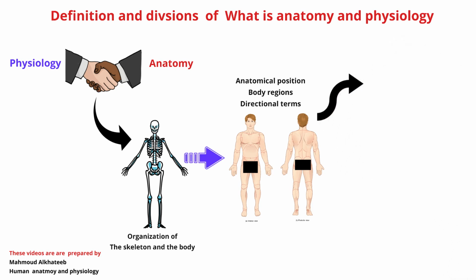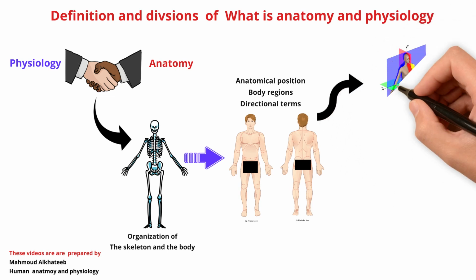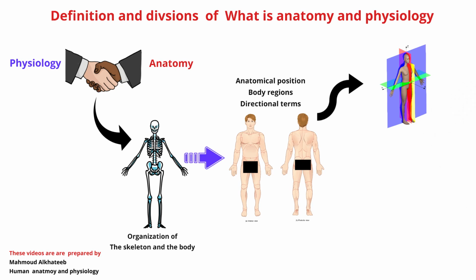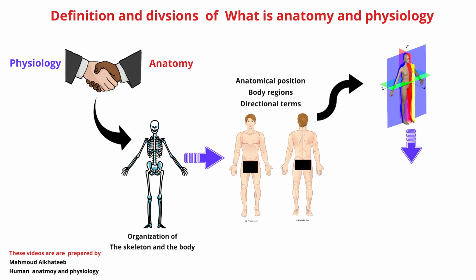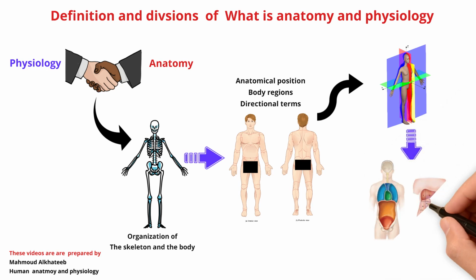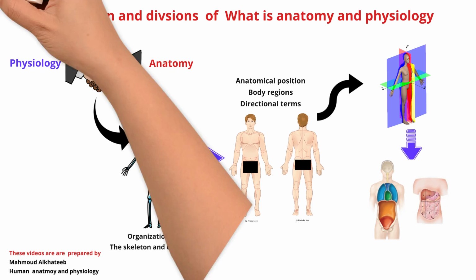As we move forward, we'll explore the three major body planes: the sagittal, coronal, and transverse planes, and why these are important for understanding body movements in medical imaging. Finally, we'll cover the body cavities and serous membranes that protect our organs, and then we'll dive into the abdominal cavity, discussing how it's divided into 9 regions and why that's important for diagnosing illnesses. By the end of this video, you'll have a solid foundation of anatomy and physiology that will be essential as we explore these concepts in more detail. Let's get started.